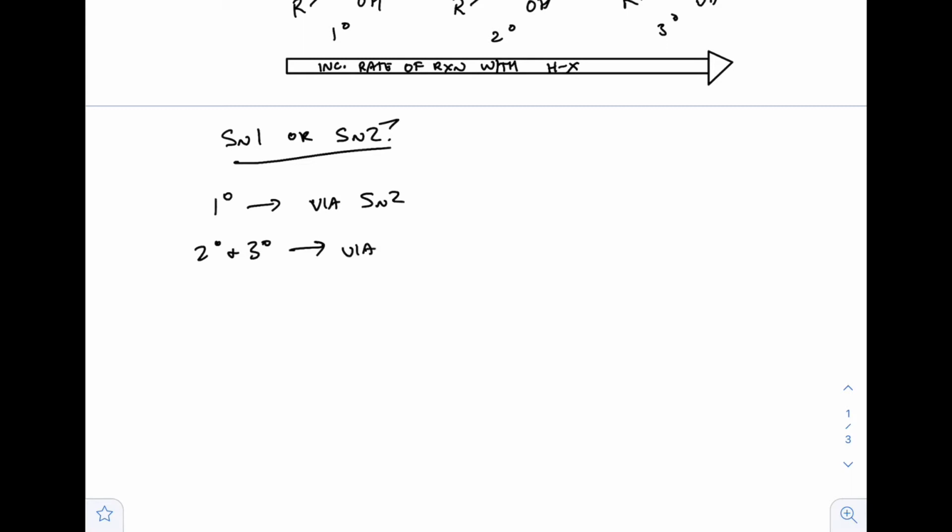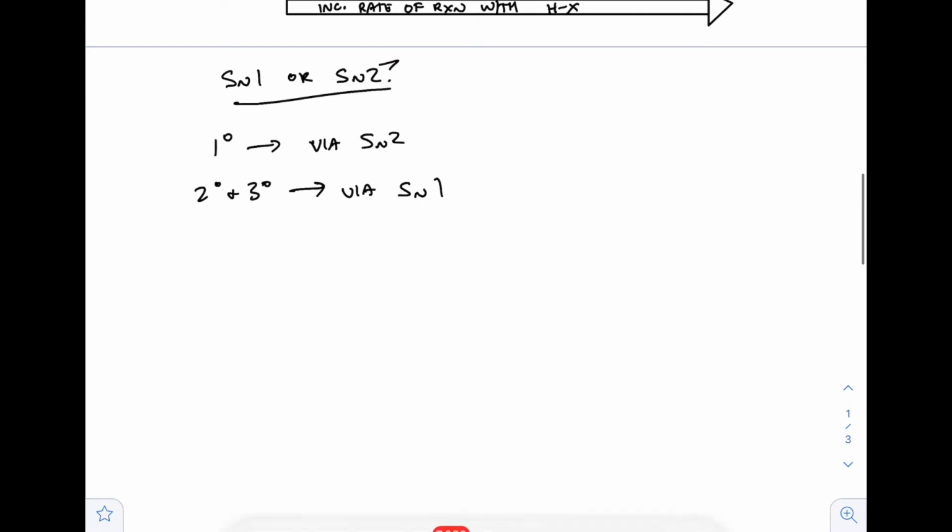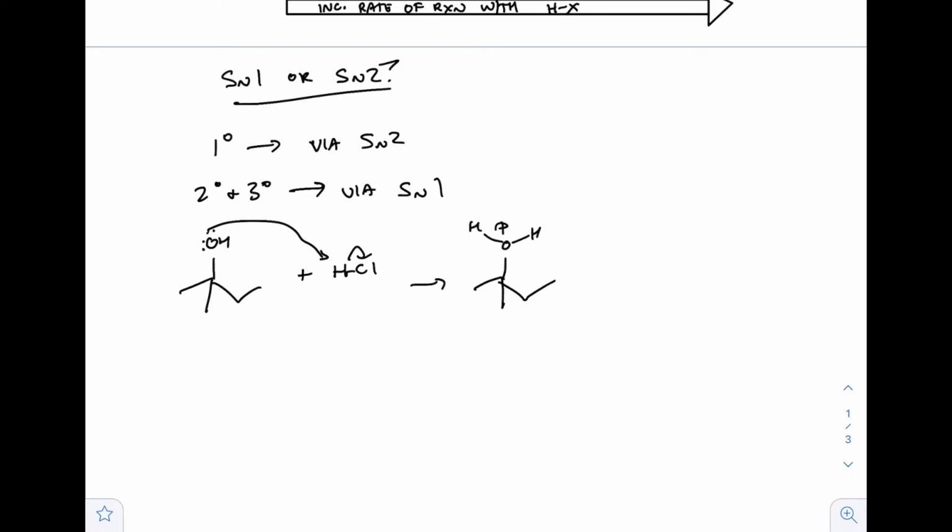Similar to the dehydration reaction, we could have E1 or E2. Well, in this one, we can have SN1 or SN2. So if it's primary, then we're going to go via the SN2 route. If it's secondary or tertiary, we're going to go the SN1 route. You guys know this already, because when you protonate an OH group, you have the oxonium intermediate, and it wants to leave. Can it leave is the question. If it can leave, then it's an SN1. If it can't, then it's SN2.